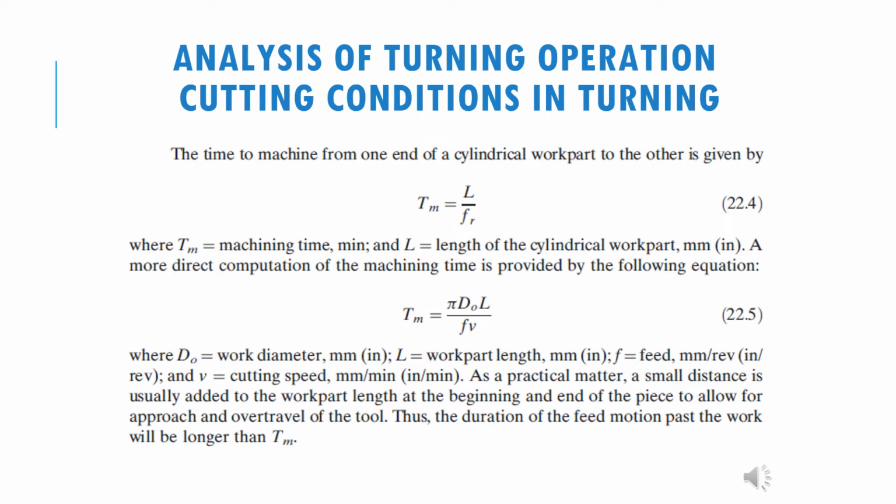To calculate the time of machining, it is Tm equal to L over Fr. L is the length of the cylindrical work part being machined. Okay, so how long the machining takes. So the L value, you can refer back to the diagram previously so that you will know what L is. Then we can also use the direct computation of the machining time by using the equation below, which is Tm equal to pi D naught L over Fv.